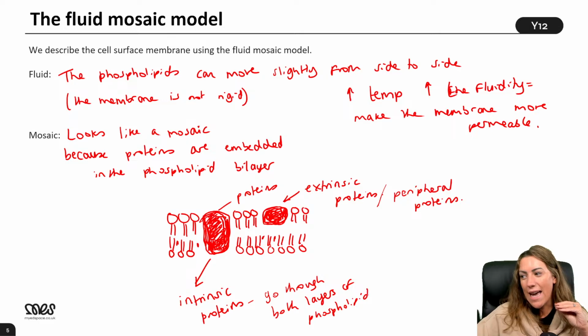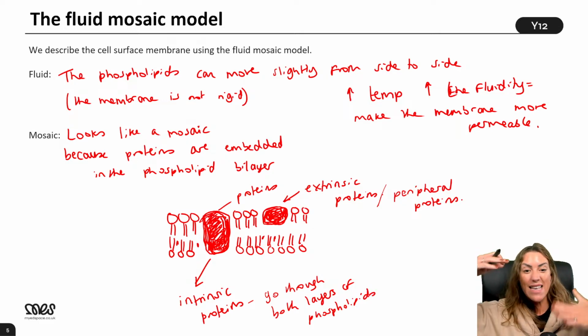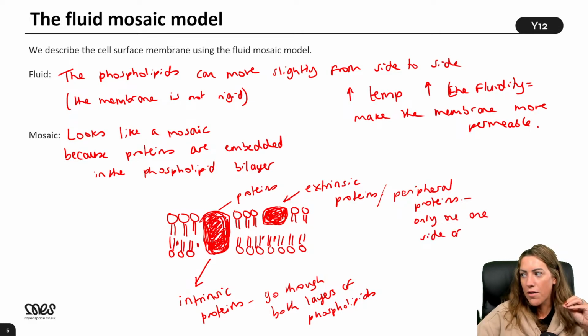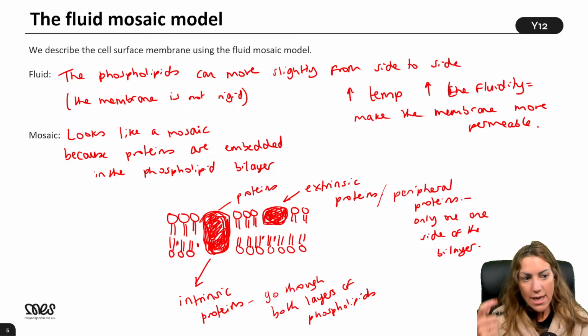They basically span the whole bilayer. They go from one side to the other, whereas extrinsic or peripheral proteins are only on one side of the bilayer. So you might see that come up. Now, no, I'm not going to ask that yet. That's too hard. Okay, are we okay so far?